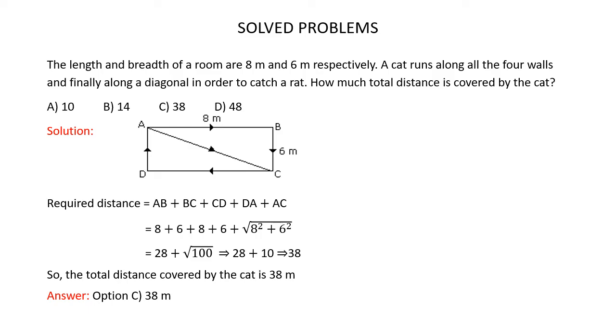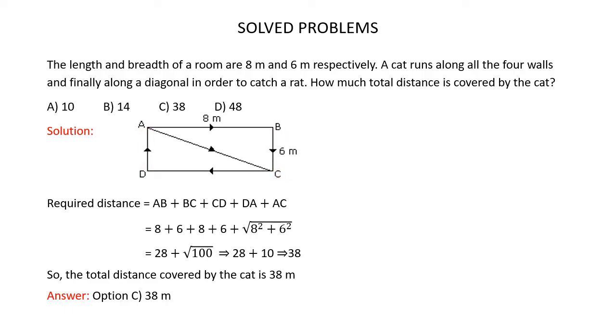So in order to solve this problem, first let's draw a diagram for the information given in the question. So now here we have a rectangular room ABCD where the length of the room, which is AB, is 8 meters and the breadth of the room, which is BC, is 6 meters. So if AB is 8 meters, then CD is also 8 meters. If BC is 6 meters, then AD is also 6 meters.